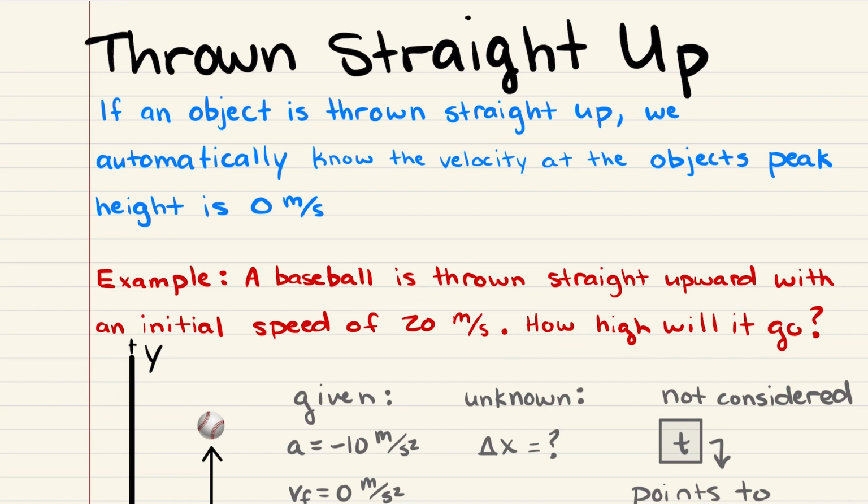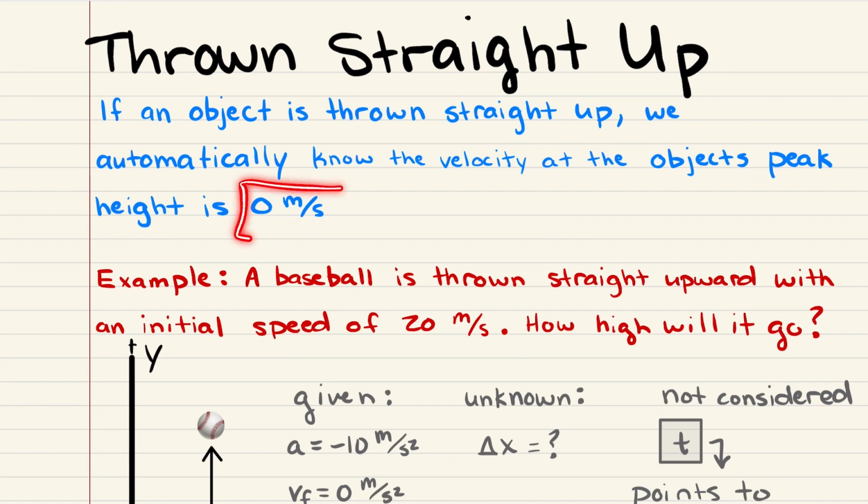Okay, so let's look at an example. A baseball is thrown straight upward with an initial speed of 20 meters per second. How high will it go? Again, there are a lot of bits of information that are not explicitly told to you in this problem. The baseball is thrown straight upward with an initial speed of 20 meters per second. How high will it go? All right, so you are explicitly told what the initial velocity is, but you're not explicitly told that the final velocity is going to be zero.